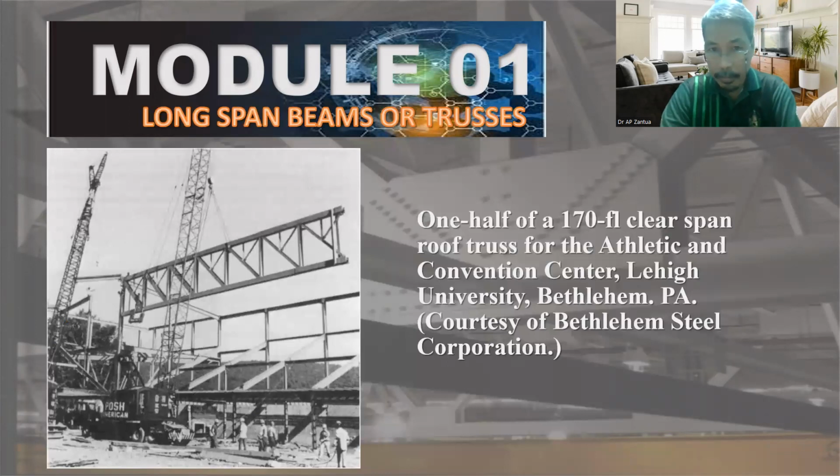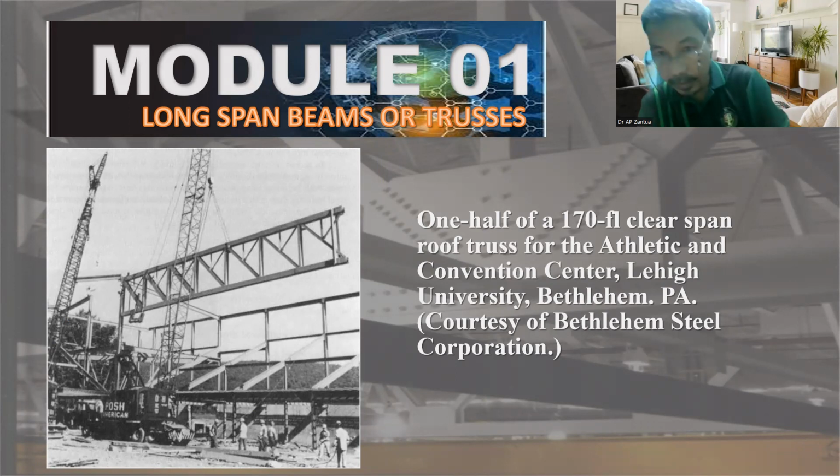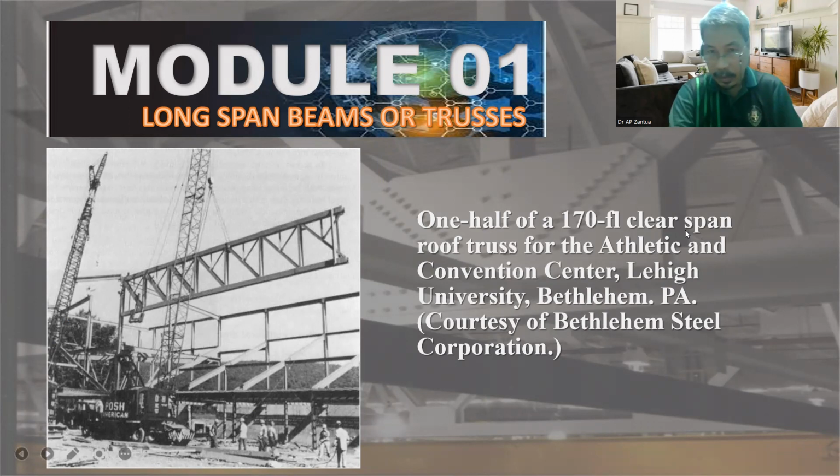So long span beams or trusses. One half of this particular application, okay, 170 feet clear span. Clear span meaning there is no intermediate column in between.